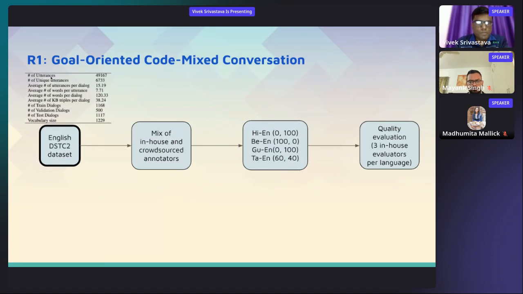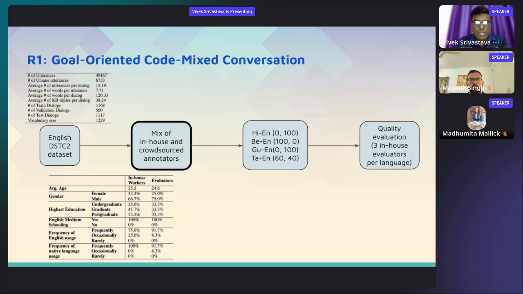This is the distribution of the data set. We have around 50,000 utterances. The unique utterances are around 7,000, and to create this code mix dataset, they have created it in 4 different languages: Hindi English, Bengali English, Gujarati English, and Tamil English.